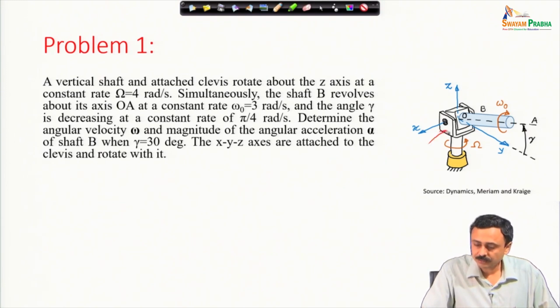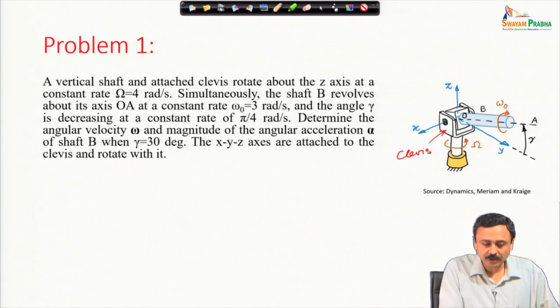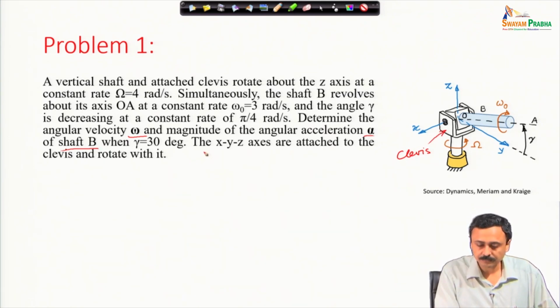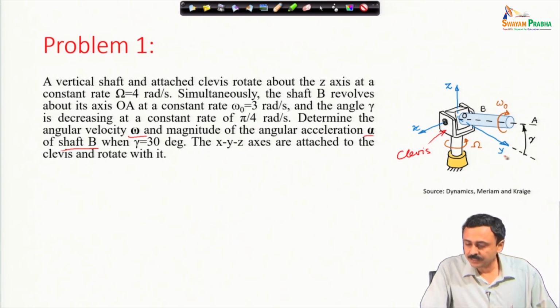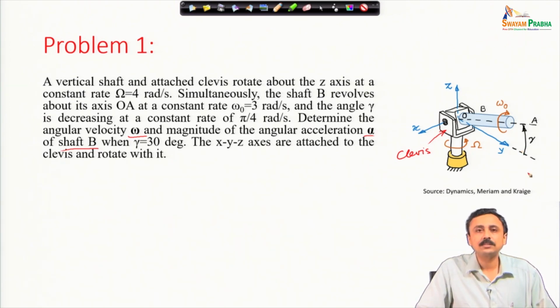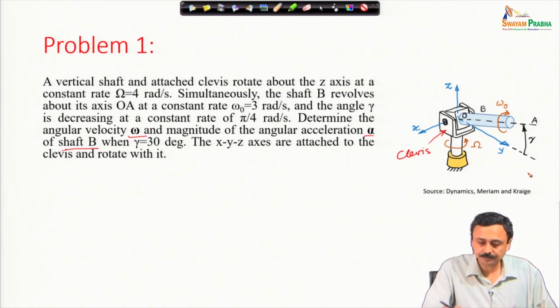This is the clevis. Whenever you are asked to determine the angular velocity and angular acceleration of the shaft, it would mean the absolute angular velocity and angular acceleration. The xyz axis is fixed to the clevis and it is oriented like this, that z is in the vertical direction, x is the direction about which the shaft is changing its inclination, and y axis completes the right handed coordinate system.